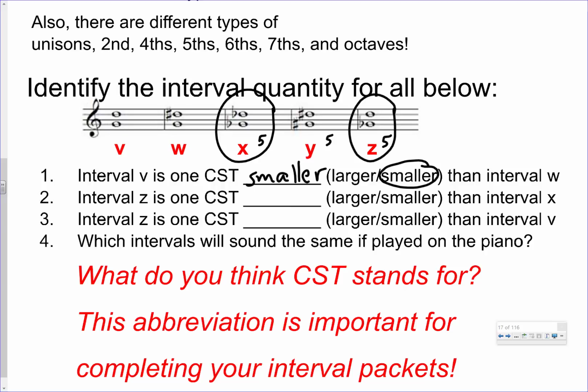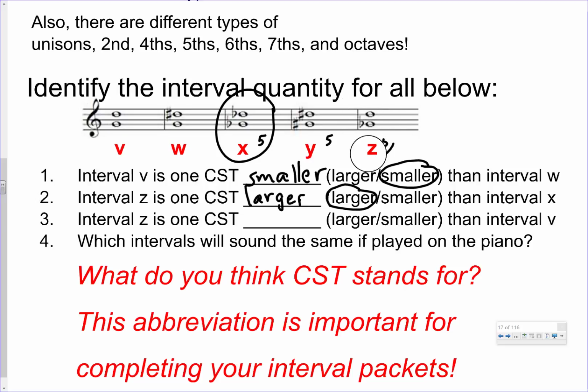So by sound and by sight, we can see that interval Z is 1 CST larger than interval X. Interval X has a G flat to a D flat. Interval Z has a G flat to a D natural. So interval Z is expanded. So interval Z is 1 chromatic semitone larger than interval X.